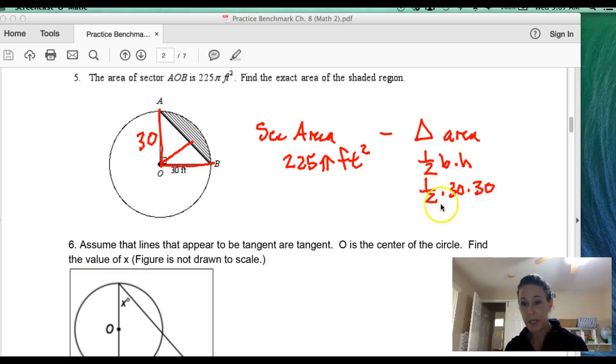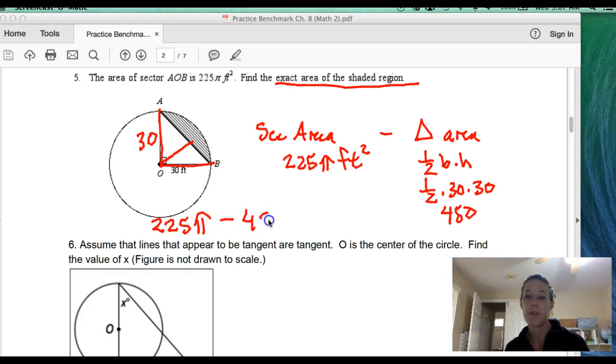30 times 30 times 1/2 is going to give me 450. So I'm going to do the sector area minus the triangle area. Now it said to find the exact area of the shaded region, so that means I'm not going to round using pi. I have to leave it in terms of pi. So my answer would be 225 pi minus 450, and that whole thing is actually feet squared. And that's how your answer would look.